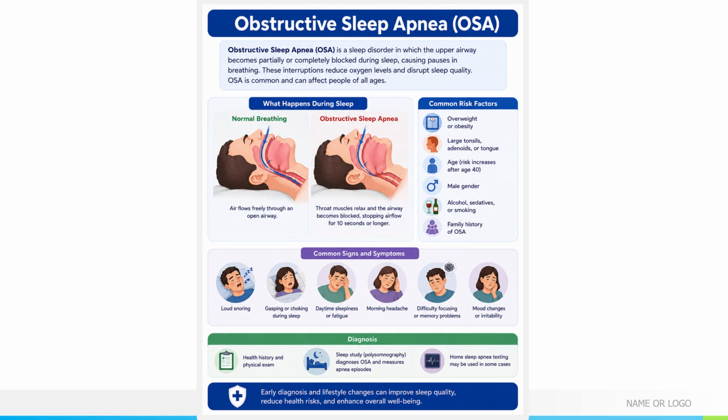The severity of OSA is determined using the apnea-hypopnea index, which measures the average number of apnea and hypopnea events per hour of sleep. Mild is generally 5 to 14 events per hour, moderate is 15 to 29, and then severe is 30 or more per hour.